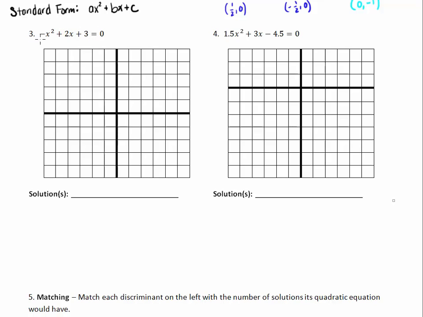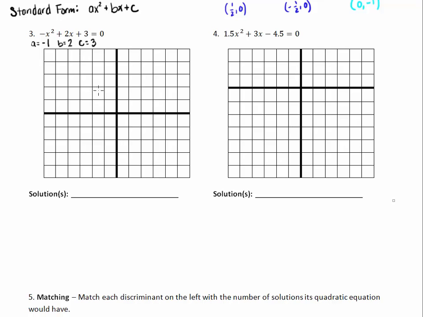So let's make a note of what a, b, and c are. In this case, a is this negative right here, so negative x squared. That negative is a negative 1. Negative 1 times x squared is negative x squared. So a is negative 1. For b, positive 2x, so b is a positive 2. And c is equal to a positive 3. Those are our a, b, and c values.